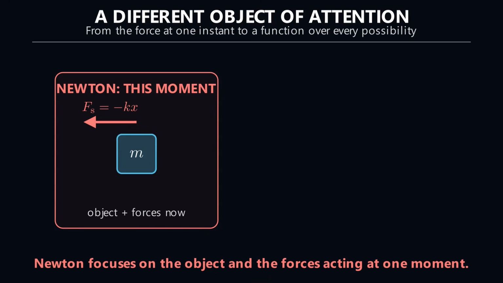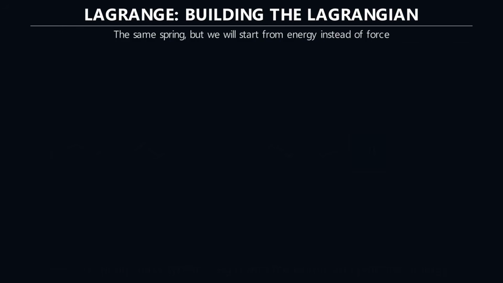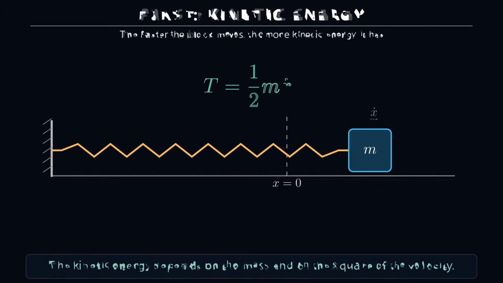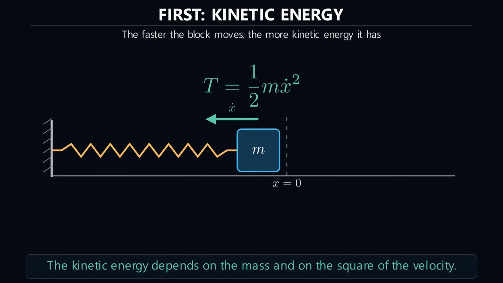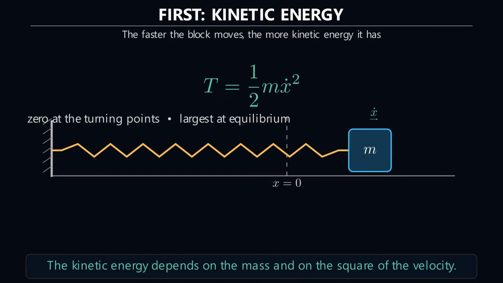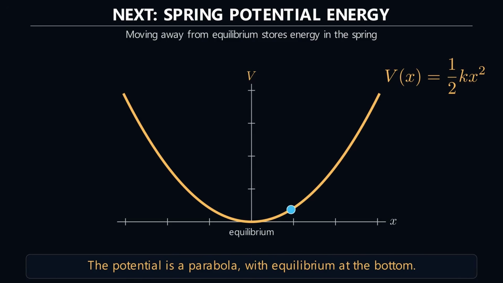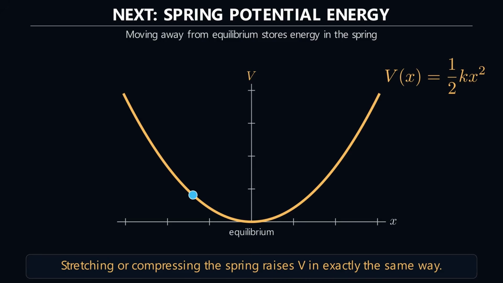Now, let us solve the same problem without starting with the force diagram. Lagrange begins with the kinetic and potential energy of a system. For the ideal mass spring system, the kinetic energy is 1/2 m x dot squared, and the potential energy stored in the spring is 1/2 k x squared. The potential forms a parabola. The equilibrium position sits at the bottom. Moving away from the equilibrium in either direction stores energy in the spring.